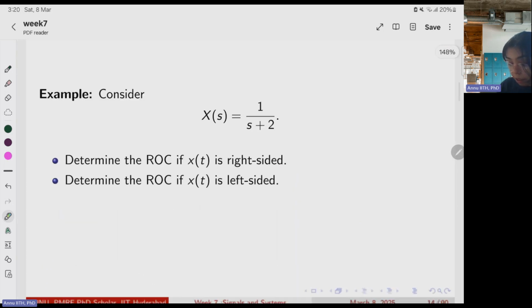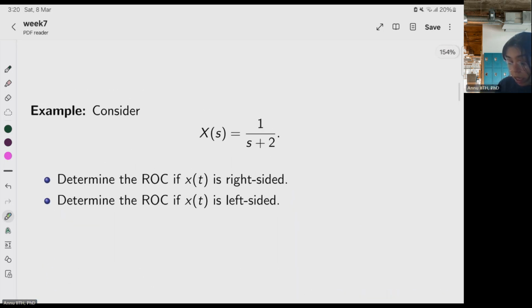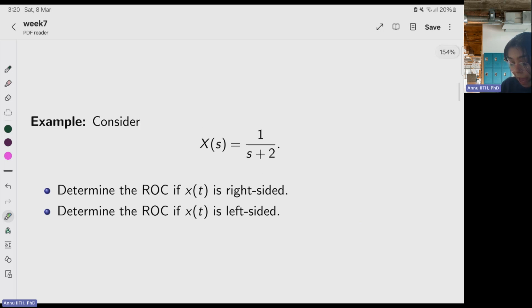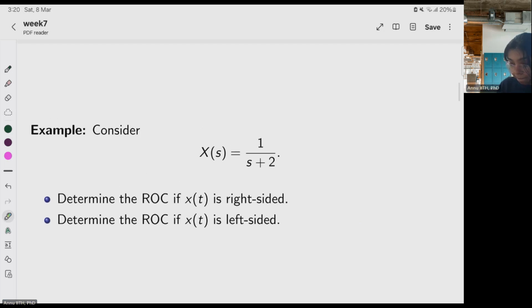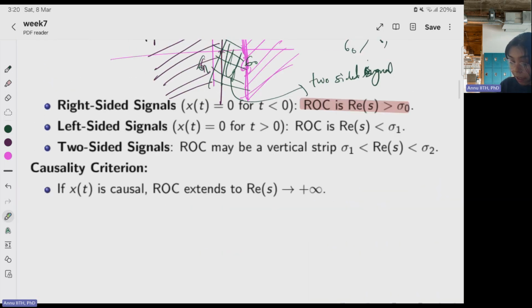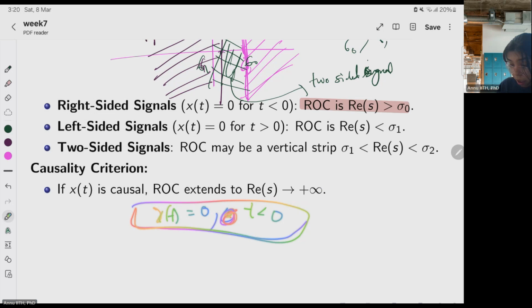So, for example, why is it leading to plus infinity? First of all, because as we know from the previous discussion, whatever the value for t less than 0, it will be 0. x(t) is equal to 0 for t less than 0. Then it is also leading to plus infinity with the ROC because it is going like this.